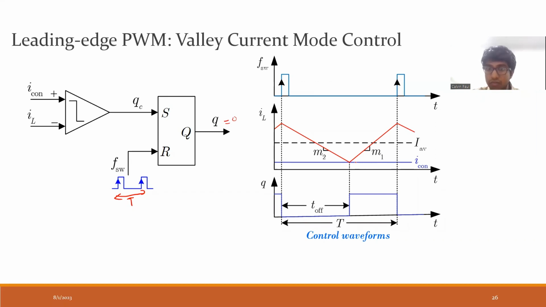It starts falling. Then when it reaches the valley, we do not want it to fall further. We are controlling the valley value of the inductor current. So when it reaches this value, QC will become 1 at that instant, set will become 1, and Q will turn to 1. So this is the period for which it is off, this is the period for which it is on, and this is the fixed time period.